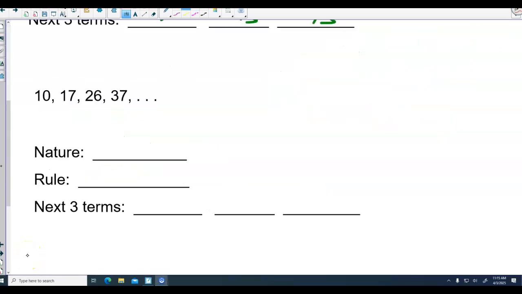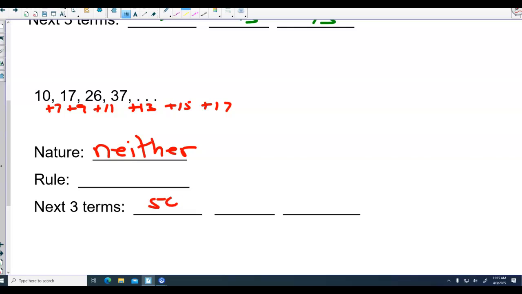So in this problem here, it's not geometric, it's not arithmetic, so we'll write neither. The next 3 terms: I added 7, I added 9, I added 11. So by that pattern, I'm going to add 13, 15, and 17. So it's 50, 65, and 82.